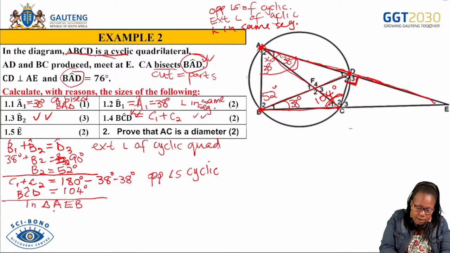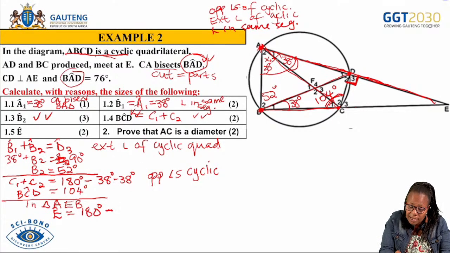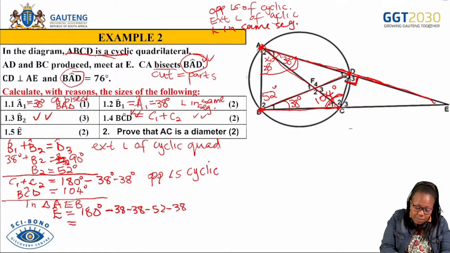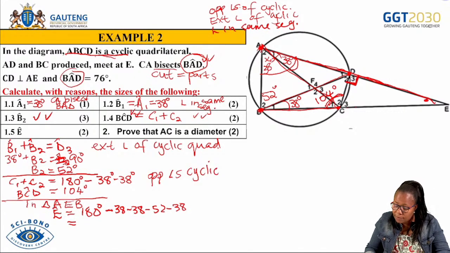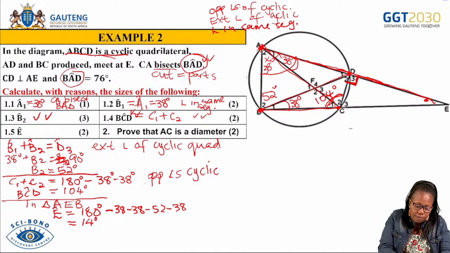And then now we can calculate E using that triangle AEB. Angle E will now be equal to 180 degrees, then we subtract the first angles there, that is angle A1 and A2, which is 38 plus 38 again. We go to B angles, we have minus 52, and then minus the 38. Therefore, what is remaining there will be the value for that particular E angle. Let's do so, grade 12. It's 180 minus 38 minus 38 minus 52 minus 38. Therefore, we are left with how much? The 14 degrees. Therefore, that is the value of angle E there.